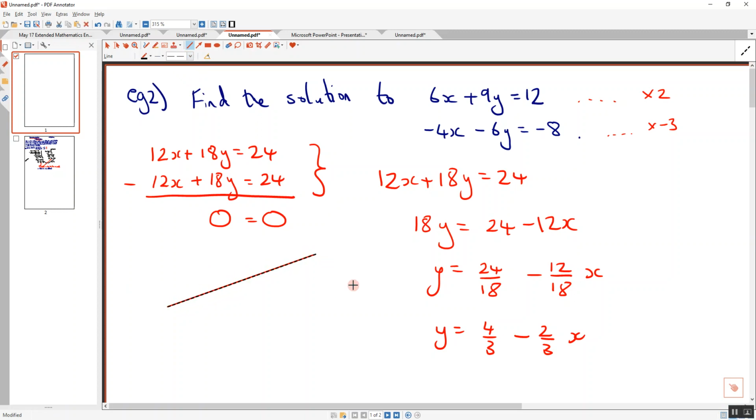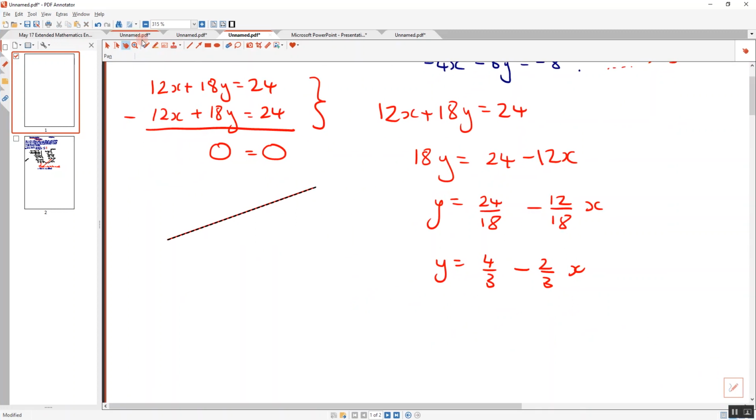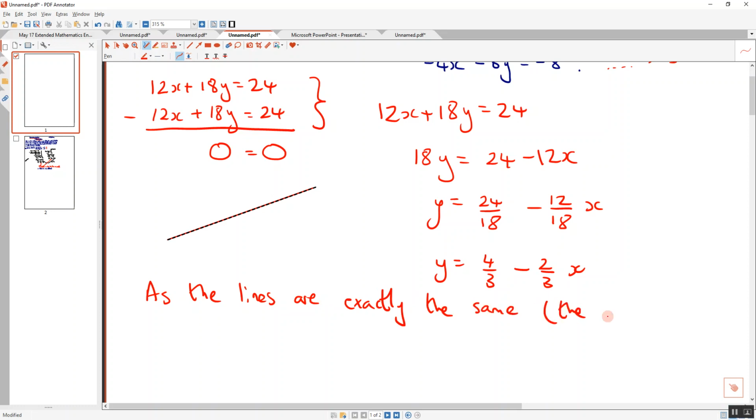So we've got the two lines lying on top of each other. So what does that tell us? The lines are exactly the same. So they lie on top of each other.